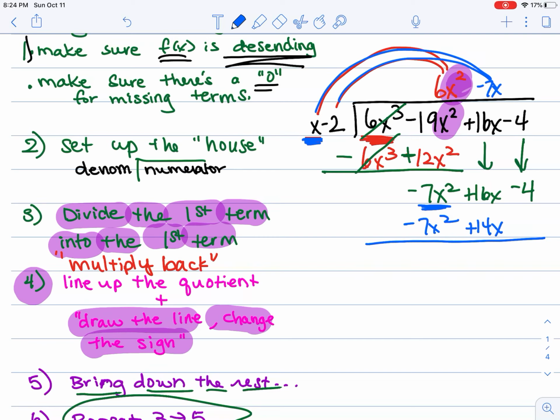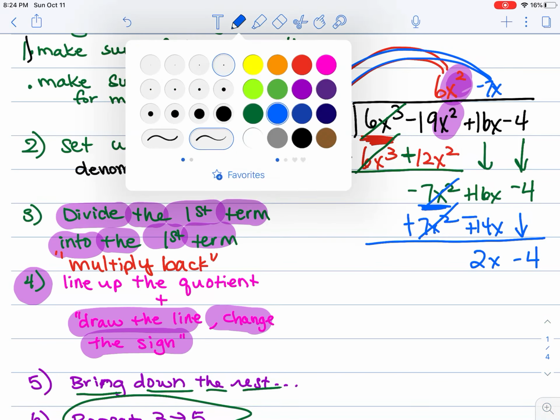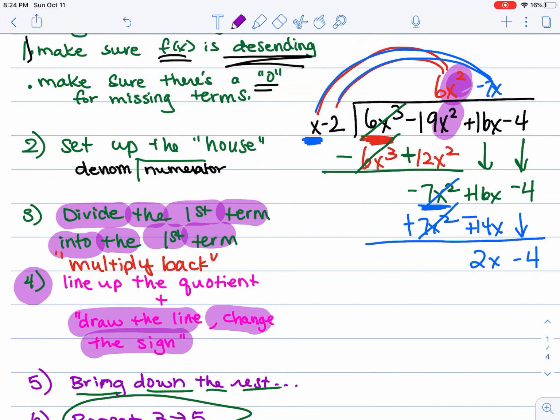Draw the line, change the signs. This first term should cancel, and we end up with 2x. Bring down the rest, and now we repeat again. I'm going to do this time in purple. We're going to go the first term into the first term. 2x divided by x is just positive 2. And now we multiply back. 2 times x is 2x. 2 times negative 2 is negative 4.